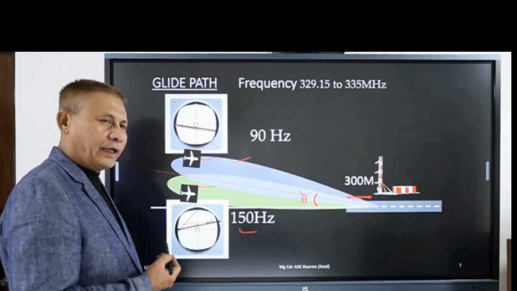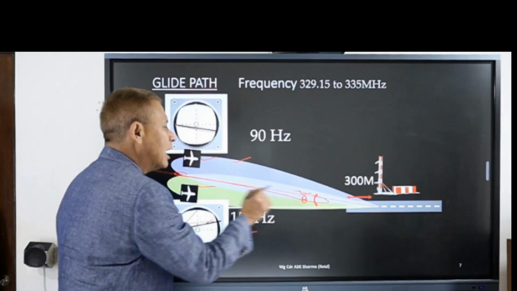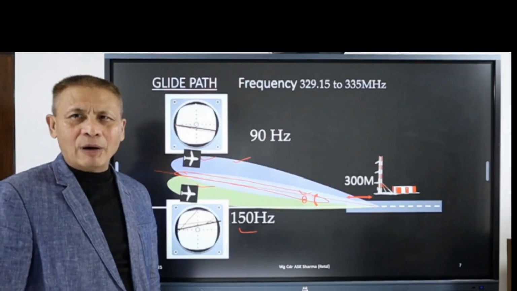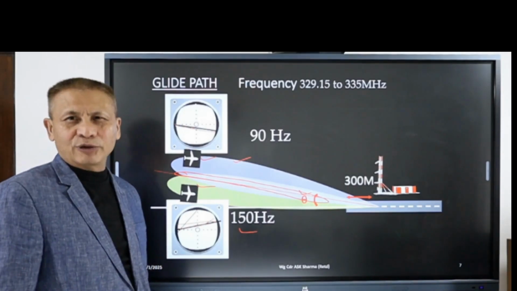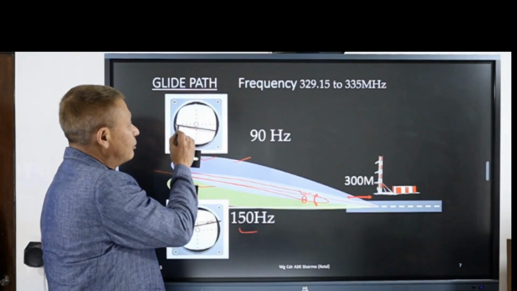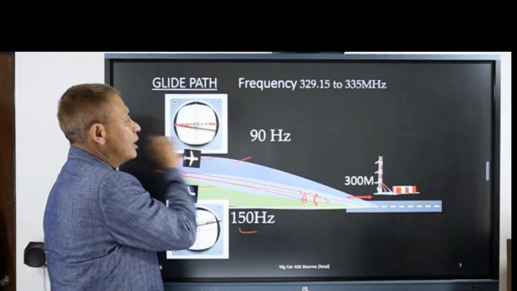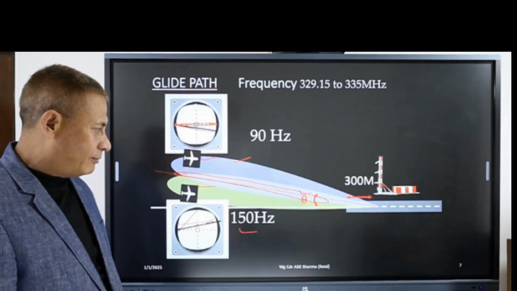So whenever the aircraft is on the desired glide path, you will receive an equal amount of 90 Hz modulated signal and 150 Hz modulated signal. And at that particular time, this needle will be exactly at the center, telling the pilot that he is correctly on the desired flight path.